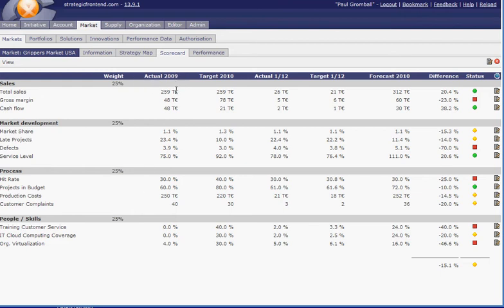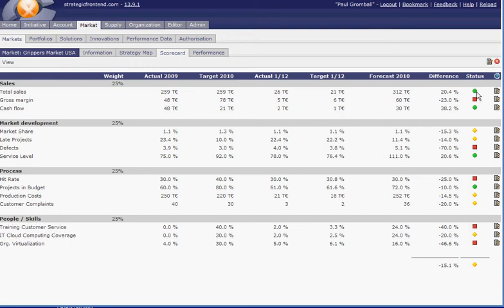Here you have the actual numbers, you have the target for 2010, which comes out of the strategic plan, and here you have the monthly update, and also the forecast for 2010, depending on the actual data. It indicates to you very early on, for every month of the year, whether, if you continue in this way, you will achieve the targets or not.